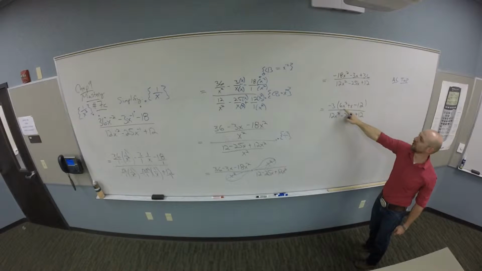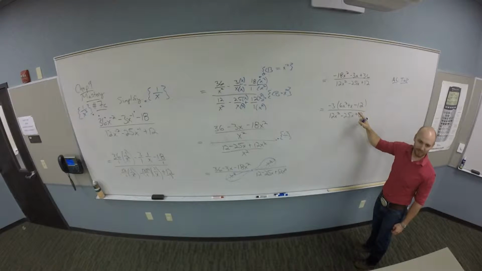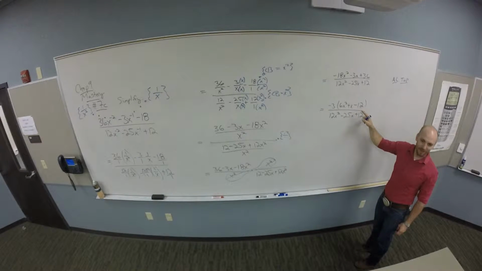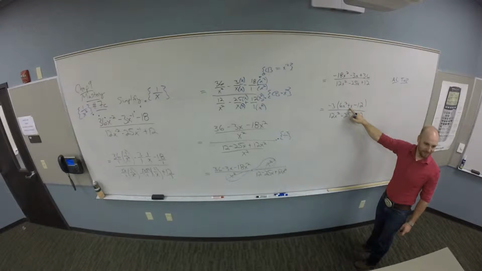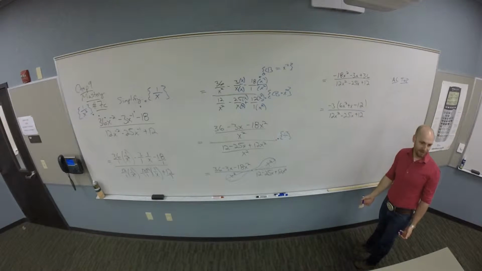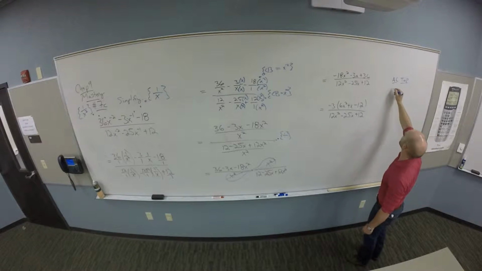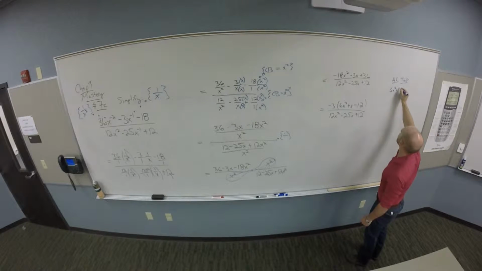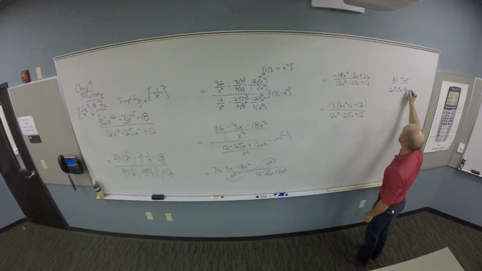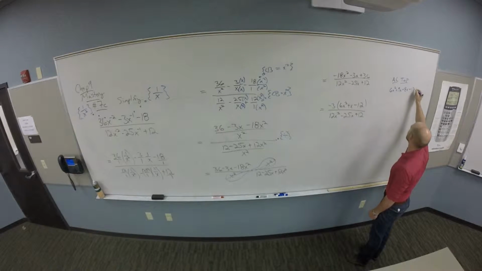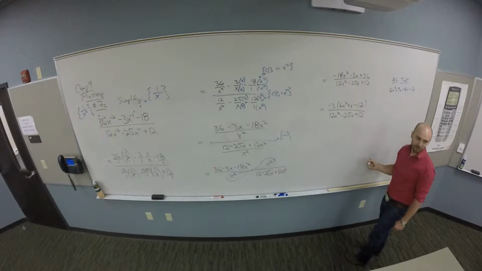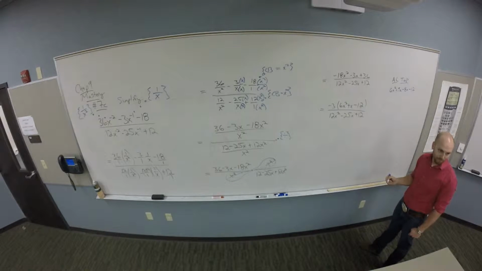Okay, so I'm looking for two numbers that multiply to 72 and add to 1. What are those? 8 and 9. 8 and 9, right? Gotta be. So I got 6x squared plus 9x minus 8x minus 12. And then I should what?